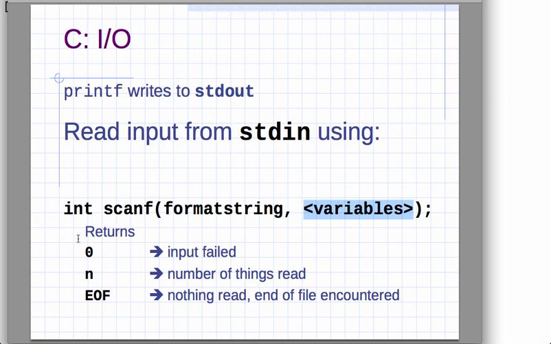So once again, scanf returns 0 if the input failed. That is, for whatever reason, let's say you said you were going to read an integer in the format string, but you actually got a letter or something, and so the input will fail. If it works, it'll return n, the number of things that it read. Or else it'll return EOF, that's end of file, if nothing was read and you encountered an end of file. Let's say you're reading from a file.